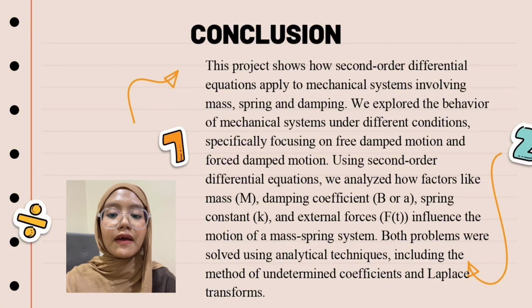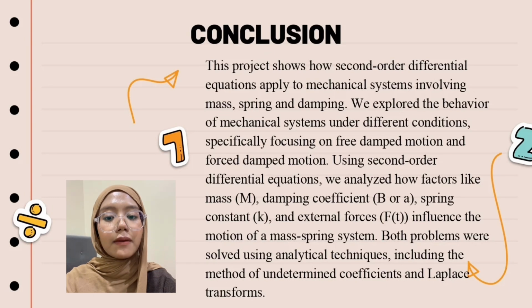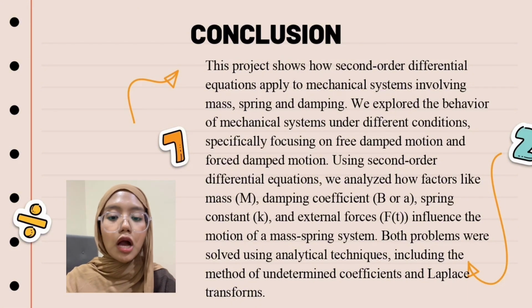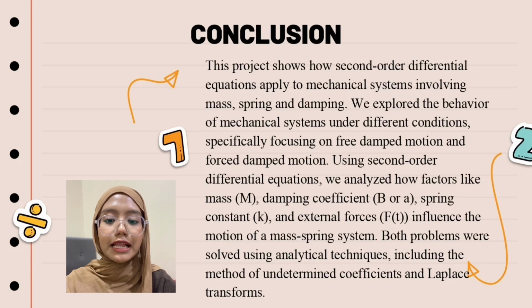We explored the behavior of mechanical systems under different conditions, specifically focusing on free motion and forced motion. Using second-order differential equations, we analyzed how factors like mass m, damping coefficient beta or alpha, spring constant k, and external force f(t) influence the motion of a mass-spring system. Both problems were solved using analytic techniques, including the method of undetermined coefficients and Laplace transform.